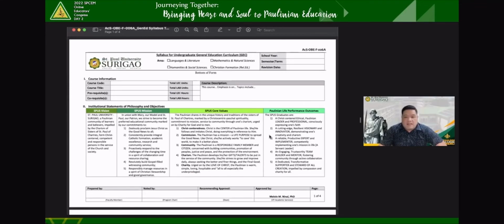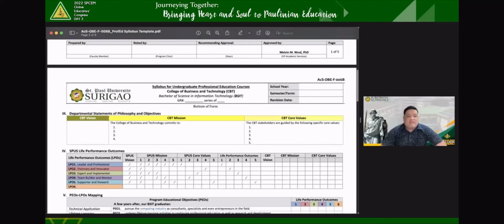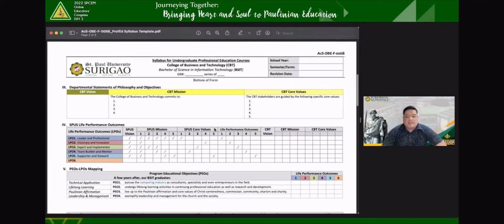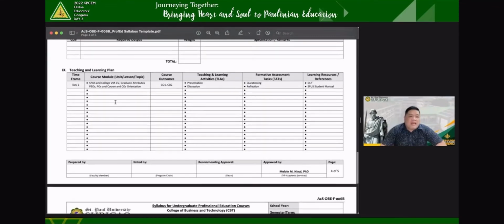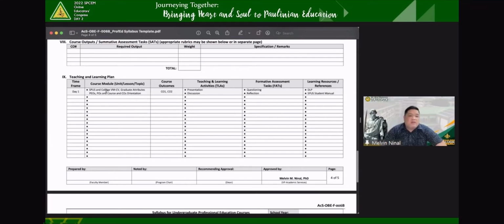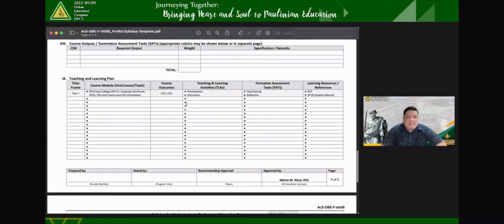So next is the template for syllabus on the Prof Ed or professional education. So this is the Prof Ed syllabus template. This time we have the department philosophy and objectives, as well as the mappings. And by the way, the teaching and learning plan will have the time frame, the course module, unit or lesson or topic, the course outcome that this particular topic actually addresses, the teaching and learning activities, the formative assessments, and the learning resources.